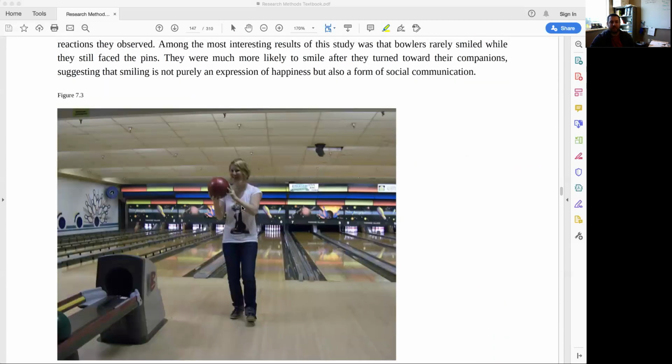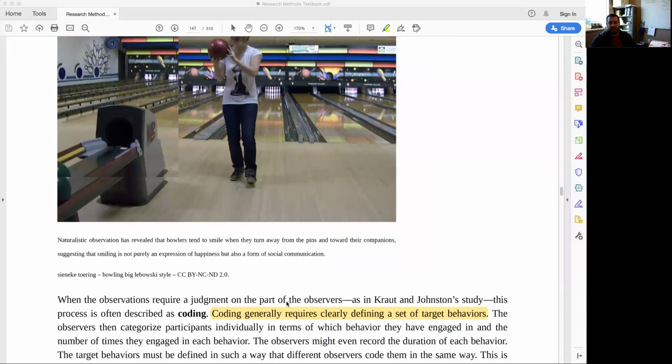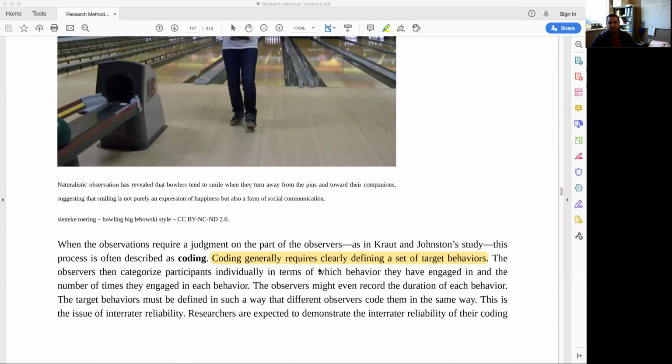They also talk about a bowling expression study, which is kind of fun in the textbook, but again, having very clear distinctions of what it is that you are looking for. And we call that coding. Coding requires clearly defining a set of target behaviors. So what exactly is it that you're looking for in this, so that everybody who's helping with the study can clearly observe what it is that they're supposed to be observing.